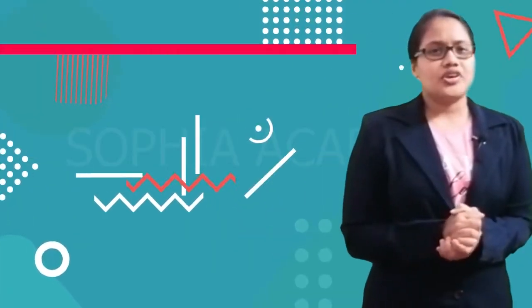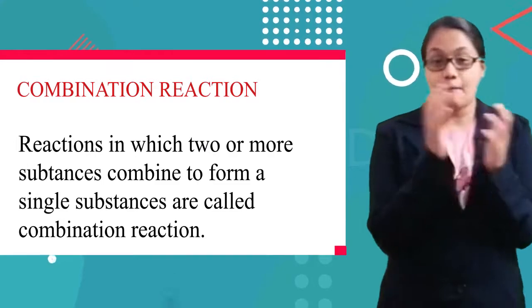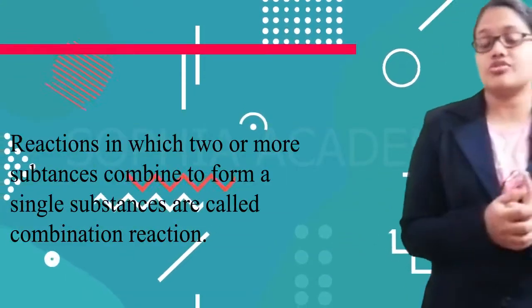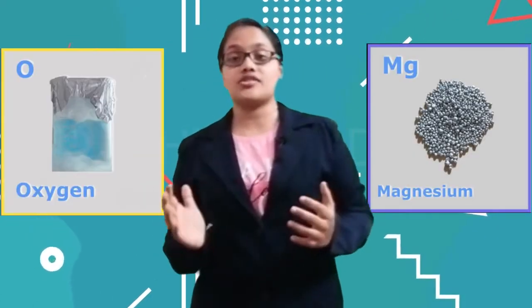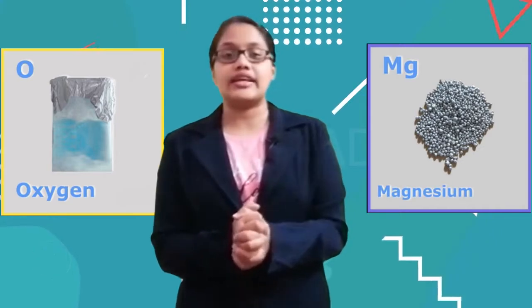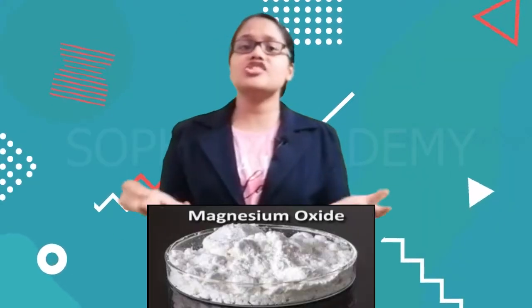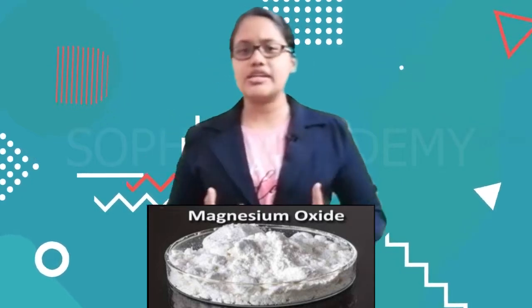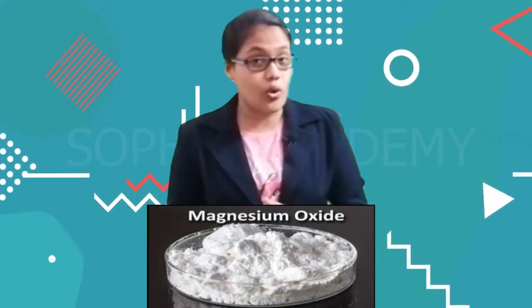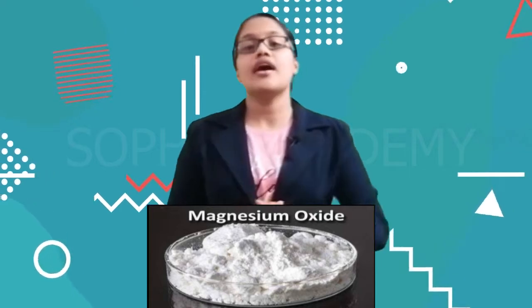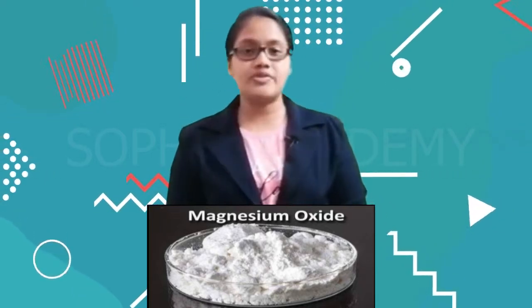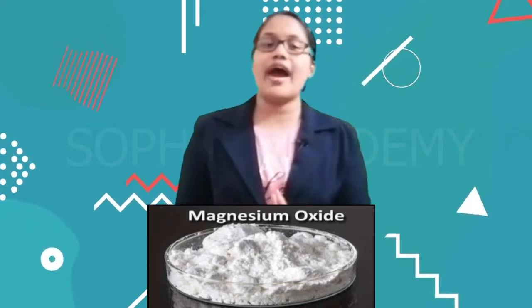The reaction in which two or more substances combine to form a single substance is called a combination reaction. For example, magnesium and oxygen combine on heating and produce magnesium oxide. So when we take a magnesium ribbon and burn it, it combines with oxygen present in the air and produces magnesium oxide, which we obtain as a white powder or ash.